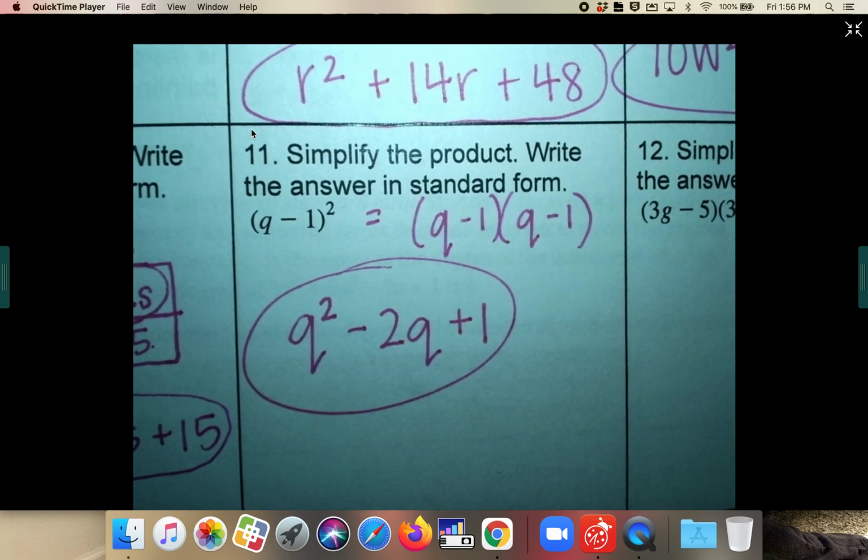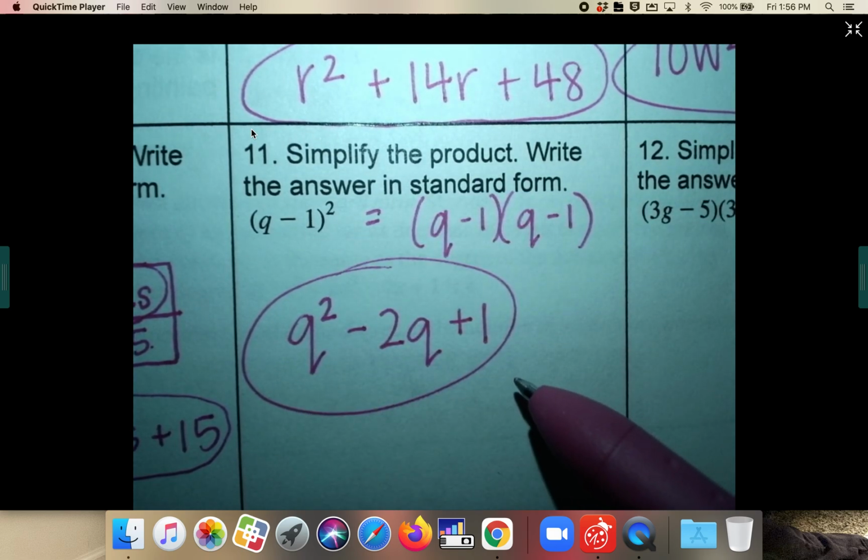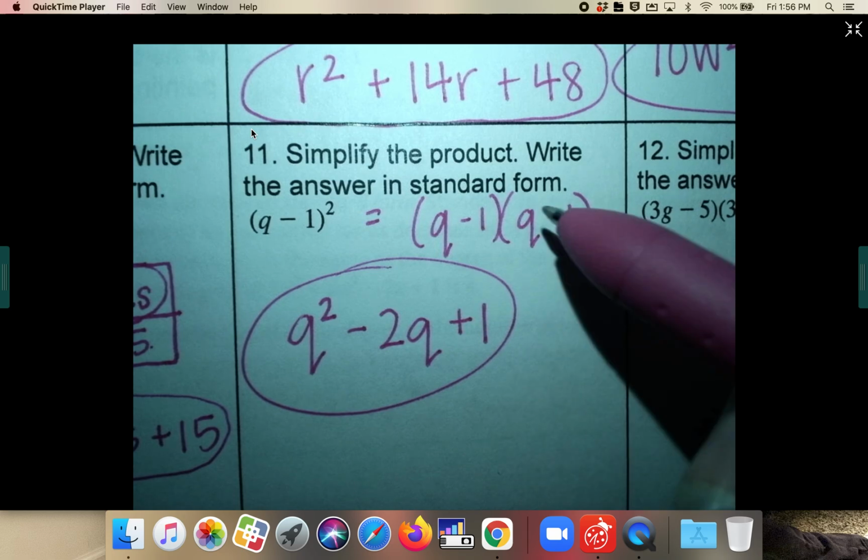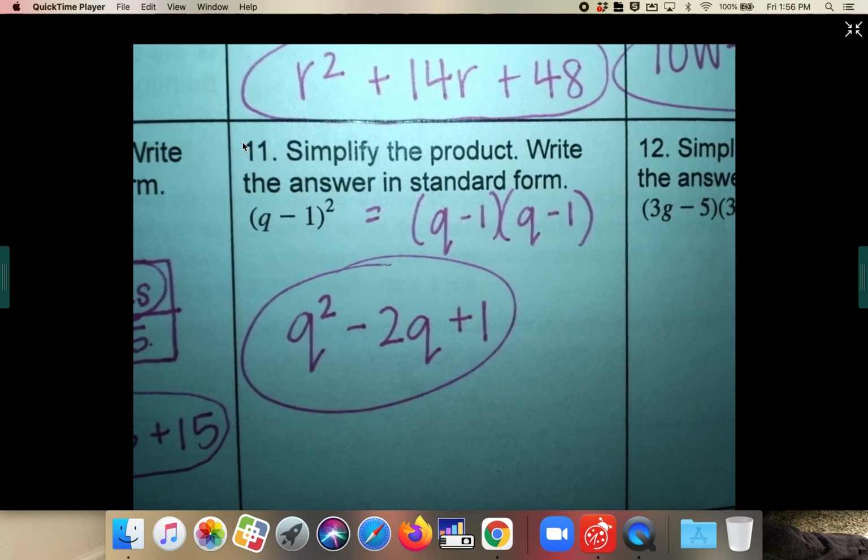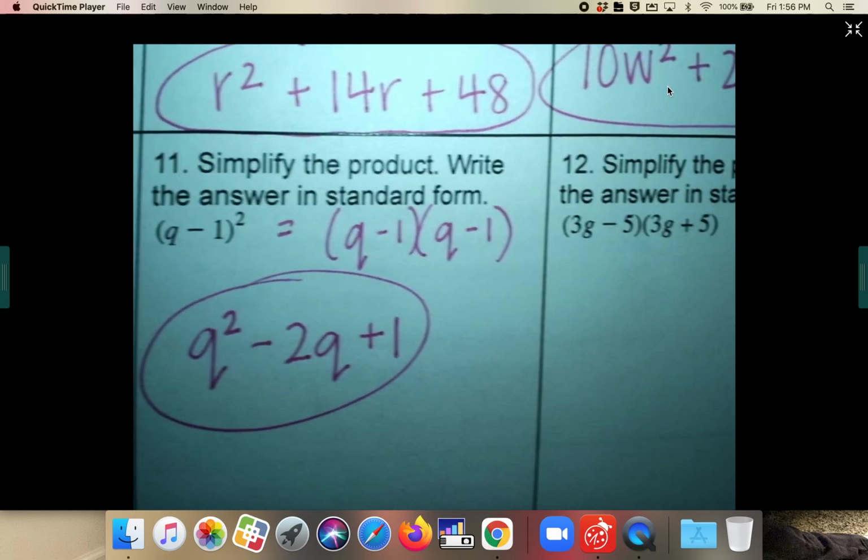That is the shortcut. But if you do not want to do the shortcut or you're afraid because it's a lot in your head, please just write these both out and just FOIL it or box it. Doesn't hurt to do a little extra work just to make sure you're right.